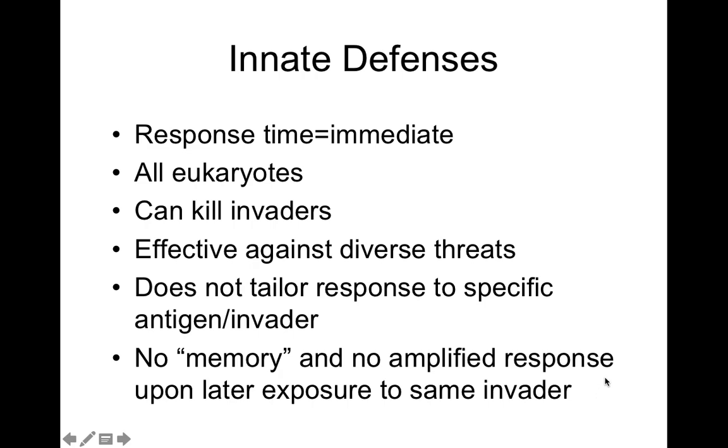So the second time we encounter the same pathogen, there'll be no amplified response, no greater response, because there's no memory cells. And we'll see that in the adaptive specific immune responses, the advantage of those responses is they do have memory cells, right? So there'll be a stronger, faster, longer lasting, more effective, what we call secondary immune response in adaptive immunity, but we don't get that with innate defenses.